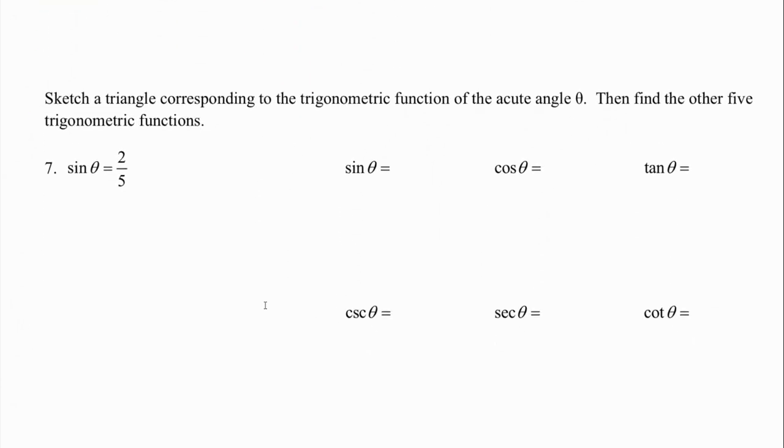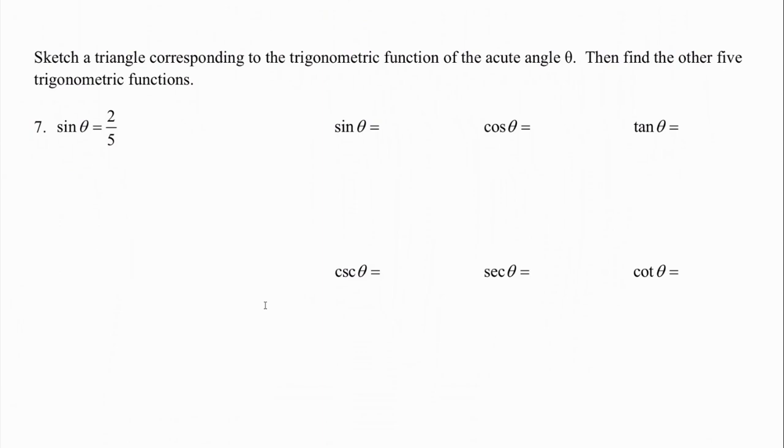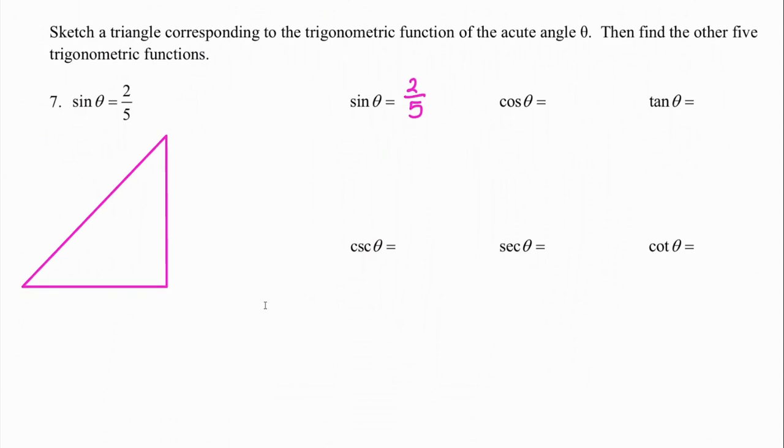Alrighty. So this one says sketch a triangle corresponding to the trigonometric function of the acute angle theta, and then find the other 5 trigonometric functions. So again, first of all, we already know what sine theta is. It's 2/5. We see that from the problem. But we're going to use that in order to draw a picture. So we're going to draw a triangle. Okay, it looks something like this. And I'm going to call this angle theta.